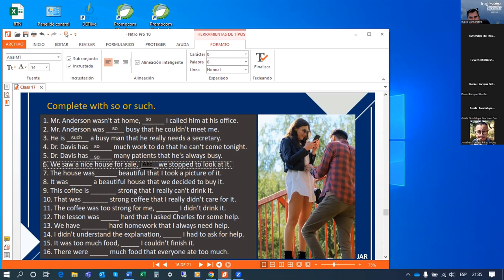We saw a nice house for sale, so we stopped to look at it. The house was so beautiful that I took a picture of it. It was such a beautiful house that we decided to buy it.